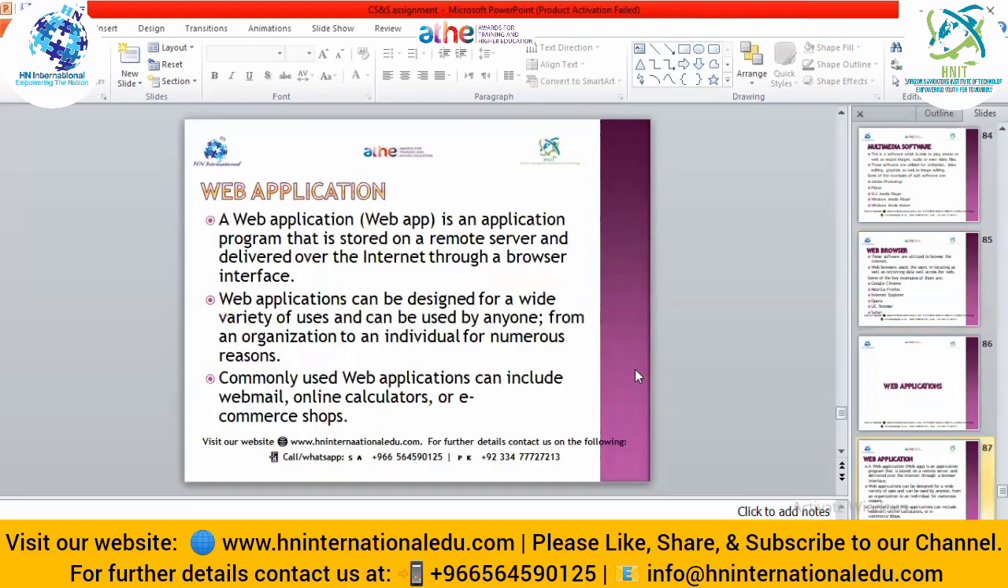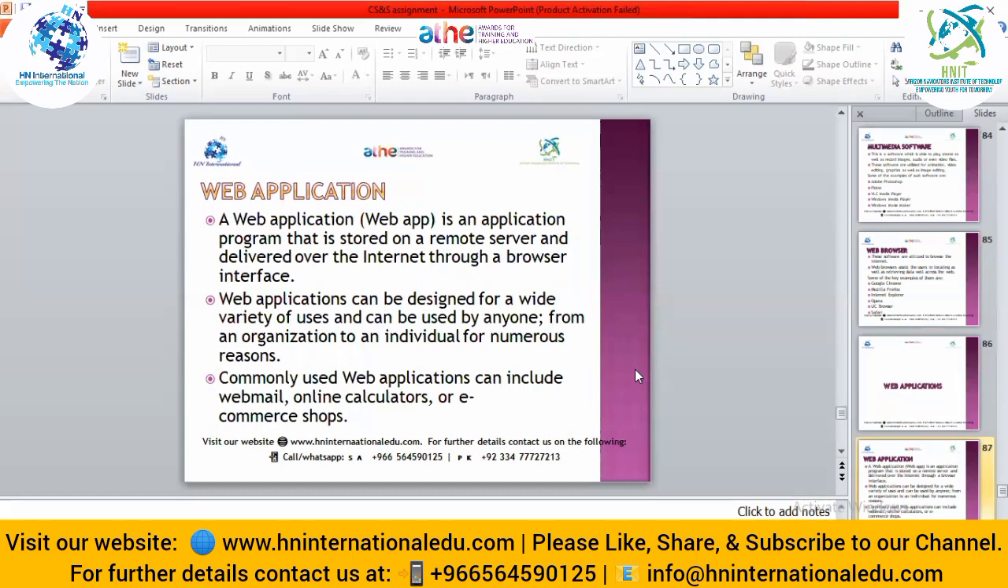Now, web applications. A web application is an application program that is stored on a remote server. Like if we are storing our data on a database service, we have to link that database to our website. And whenever we have to maintain our website, we have to install a web application on our server. So a web application can be designed for a wide variety of uses and can be used by anyone, from an organization to an individual, for numerous reasons.